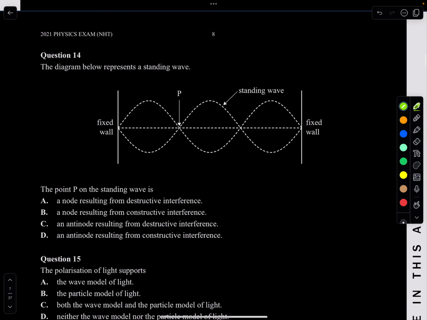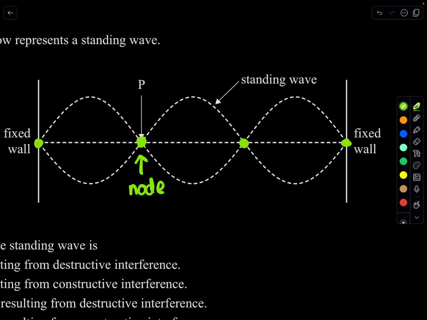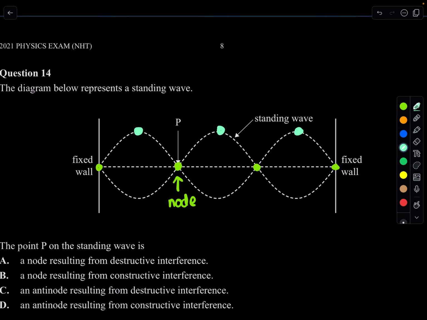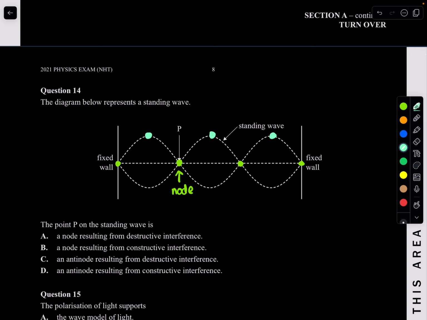Nice. Question 14. The diagram below represents a standing wave. The point P on the standing wave is what? A node? Well, let's have a look. P here, we know this is where a node is going to happen. By the way, these points here are all nodes where destructive interference occurs. These parts on top are called antinodes. They're where constructive interference occurs. So P is a node, resulting from destructive interference. Great. That's what a node is.